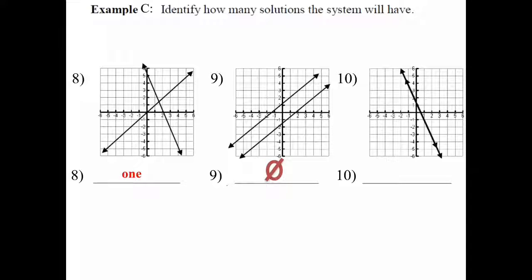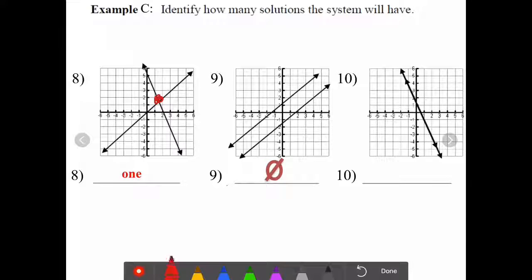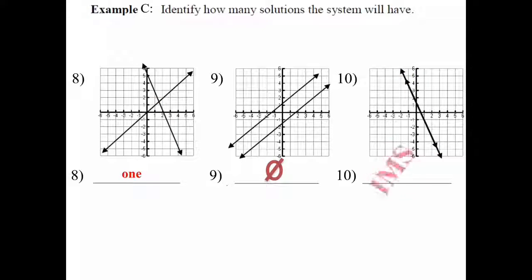And if you look closely, you can see 2 sets of arrows in number 10, right here and here, here and here, meaning there's 2 lines that are overlapping. And when you have 2 lines that are overlapping, we know that that is IMS.